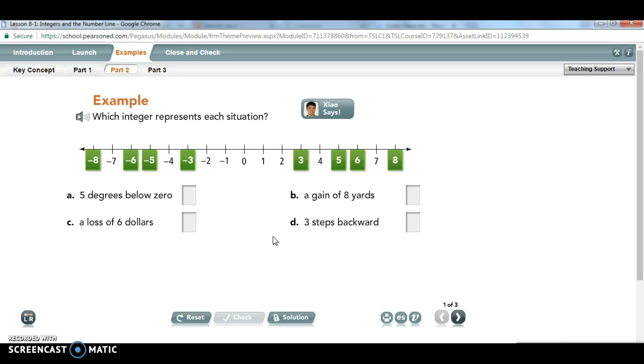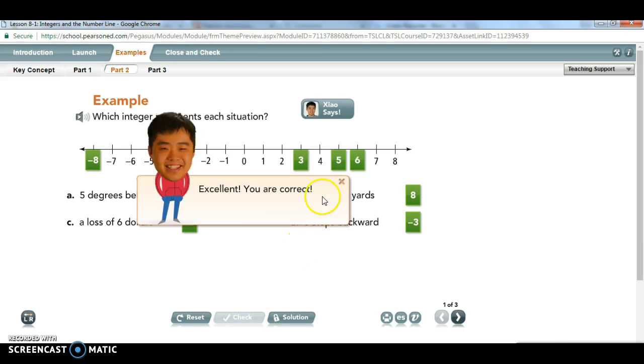I basically just told you how to get the answers, so hopefully you listen to the video and you're not just letting it play and trying to answer questions aimlessly. But I want you to solve this example problem, and I'll show you the answers in a second. All right, 5 degrees below 0, that's -5. A gain of 8 yards, that's a +8. A loss of $6, lose it, that's a negative consequence. And 3 steps back, that's also a negative, so -3. Check our answers. Awesome.